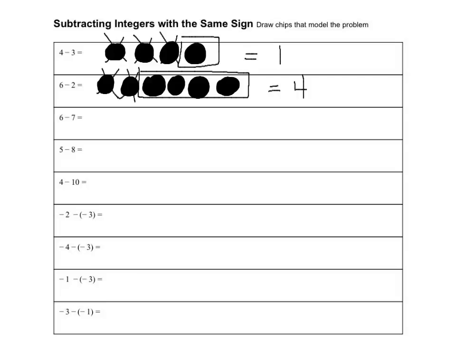Now the next one gets a little more interesting because I have a 6 minus 7, so I actually need to take away more than what I start with. So I'm going to show you how that works. I'm going to start with my original 6 black positive chips. Now, the model needs to show a way to be able to take away 7 but not change the original value of having 6 chips.